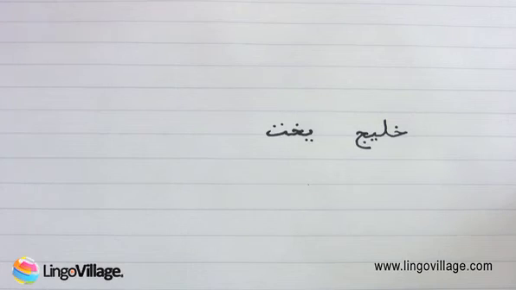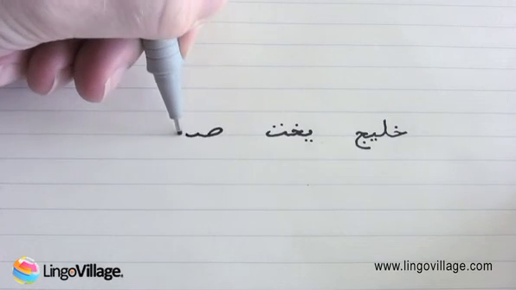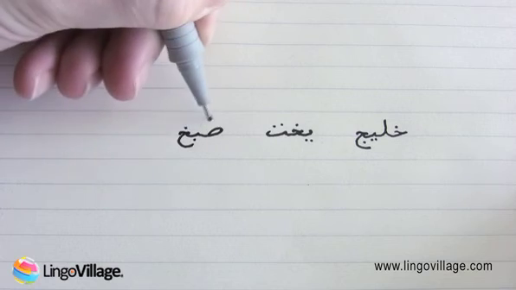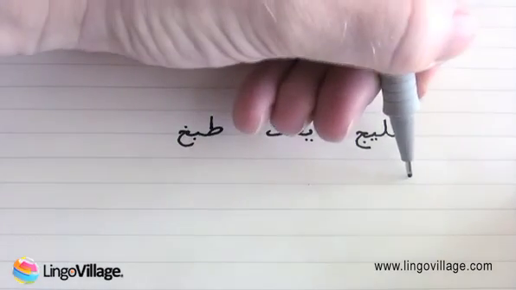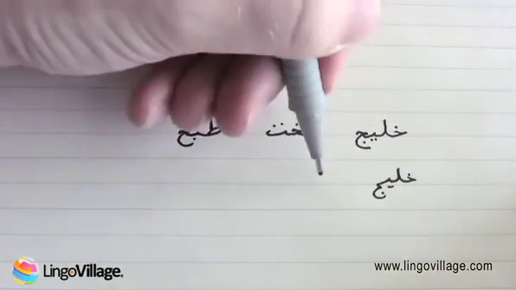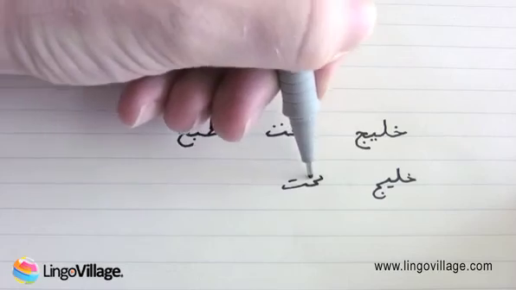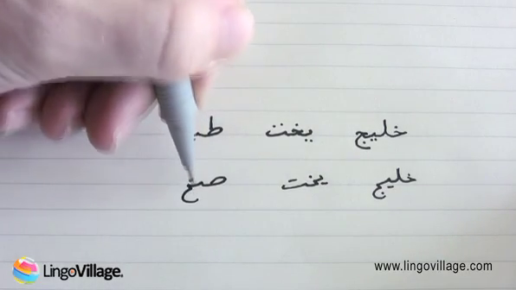It's in its medial position. Yacht means yacht. Finally, we've got the verb to cook, or he cooked. It's tabakh. The kha appears here in the final position. Tabakh. Good job. Let's move on to the next lesson.